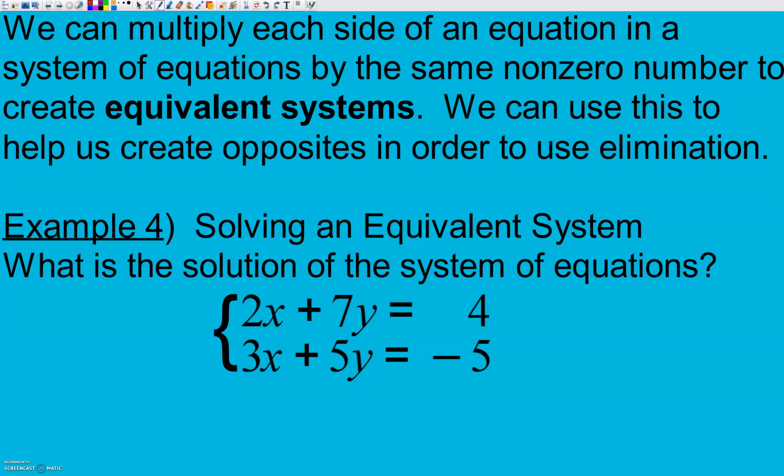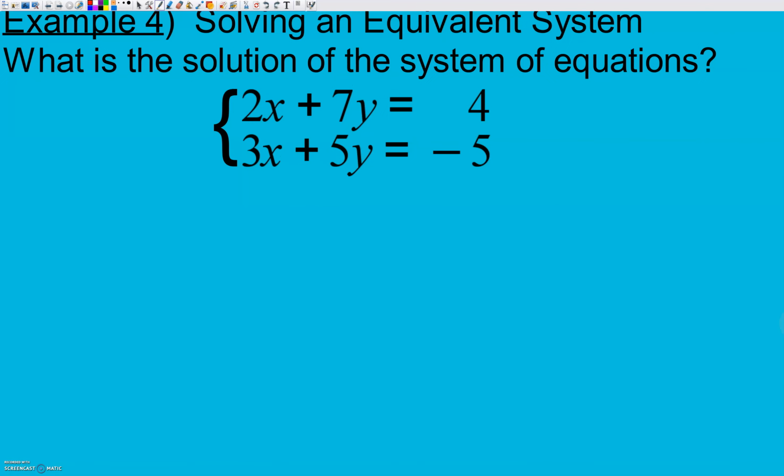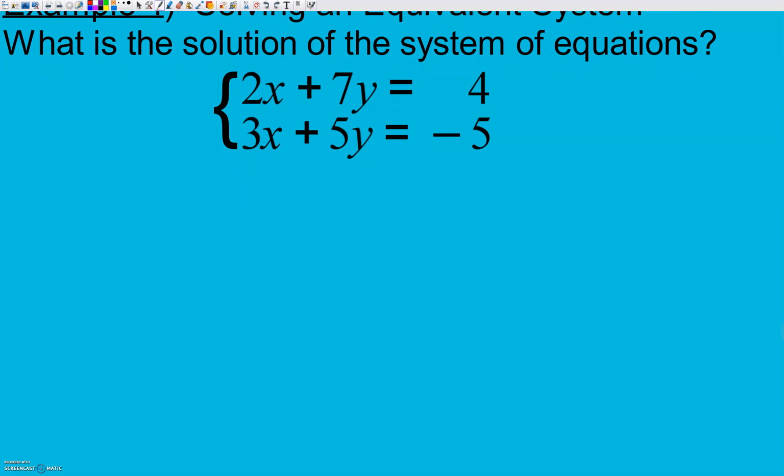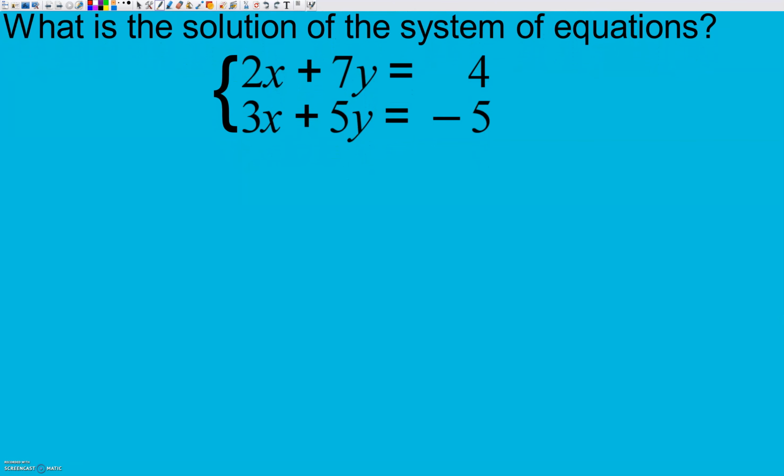So this is going to be our go-to when it doesn't look easy to graph, it doesn't look easy to use substitution, and we don't have anything to eliminate right away. We're going to create something that does, like in example 4 here. So we're going to find the solution of the system of equations. 2 and 3 are not opposites, and 7 and 5 are not opposites. So what we're going to do is create opposites.